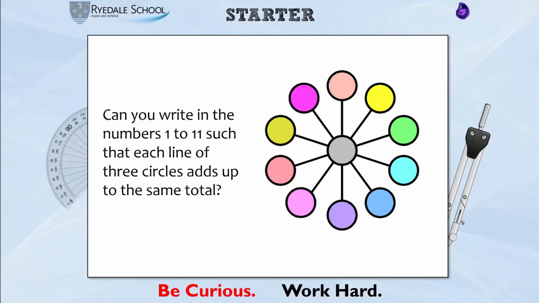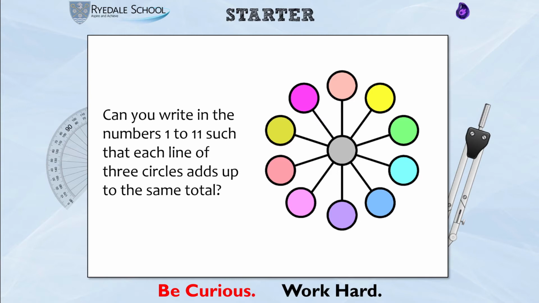But before we get started, just something to wake your brains up. I have a picture made up of lots of circles, and the problem is, can you write in the numbers 1 to 11, one of those digits in each circle, such that each line of 3 circles adds up to the same total?